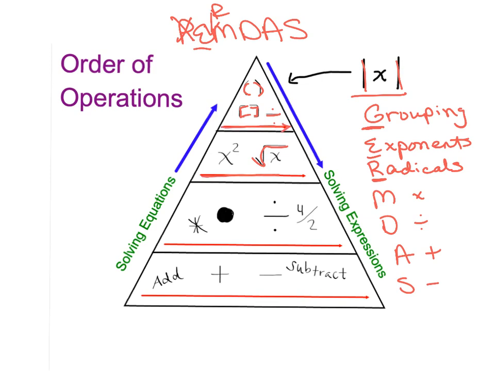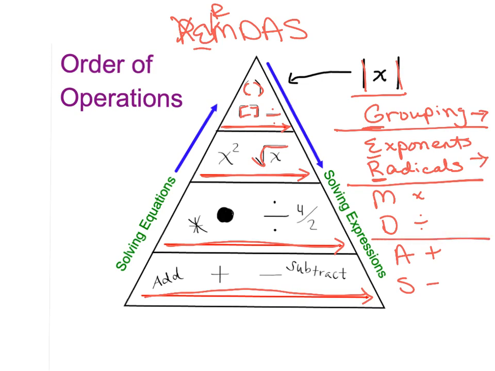But the part I want you to notice then are these arrows down here. You go in order, that whole row going from left to right. So that means you do all grouping symbols, left to right. All exponents and radicals, left to right. All multiplication and division in order from left to right. All addition and subtraction in order from left to right. Now, we're solving expressions, which means we're working our way down the pyramid. So that's the order that we're going to do them in.